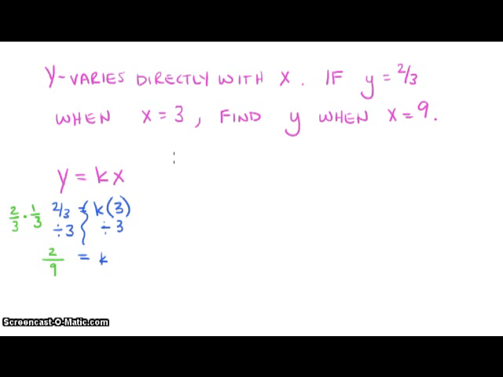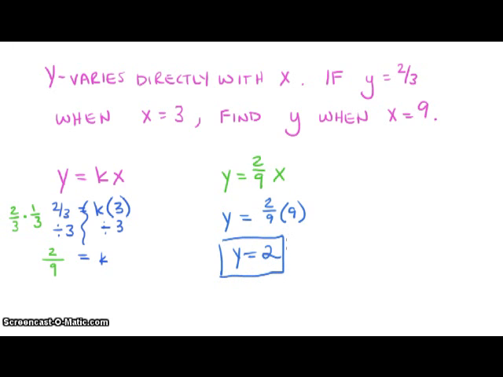So once you have a constant of variation, you can rewrite the direct variation equation, but just put k in. So here's our direct variation equation that relates x and y in this case. And this is asking us to find y when x is 9. So if we put 9 in here for x, we want to know what we get for y. So we can just go y is equal to 2/9 times 9, and 2/9 times 9 is 2. So that would be your answer.